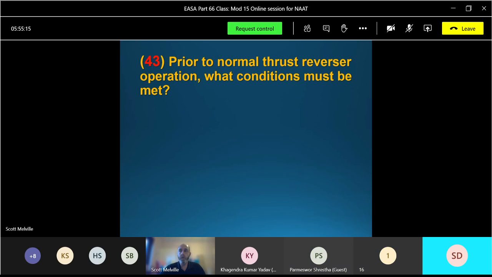Now, some of the mechanisms are either a rollover, some of them are a rocking lever, some of them are through a beta range. Again, it all depends on type, but you must be at idle, with the weight on wheel switch as well. So minimum RPM setting and your weight on wheel microswitch has engaged. Good.